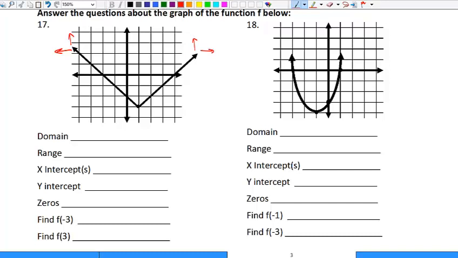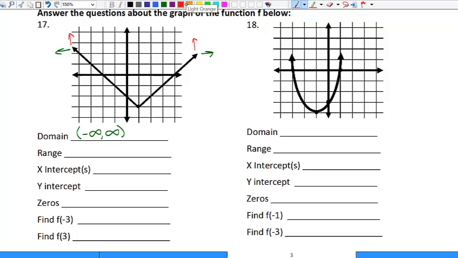So let me actually do those in a different color. The horizontal components go left forever. So let me do that in green, and right forever. So the domain goes left forever, it comes down, does a little V shape, and then it goes right forever. So I don't miss any x values, I go from negative infinity all the way to positive infinity.